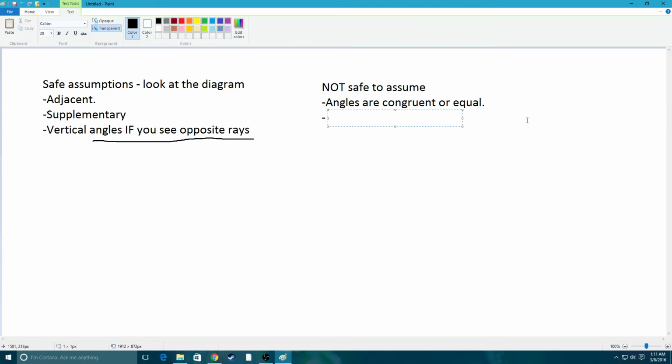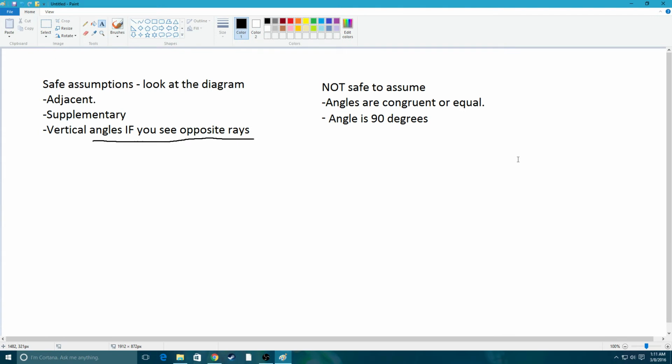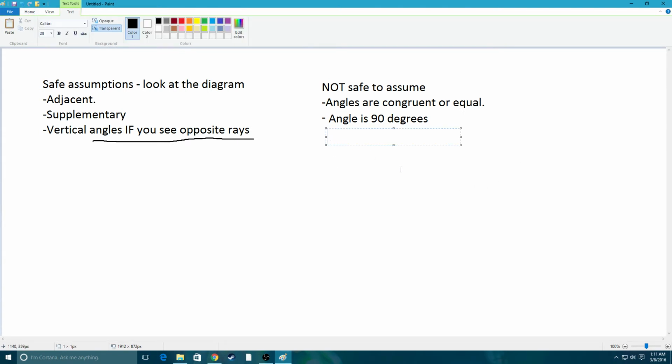Okay. Another thing is that an angle is 90 degrees. You cannot assume that either. You also cannot assume that angles are complementary. Just doesn't work.